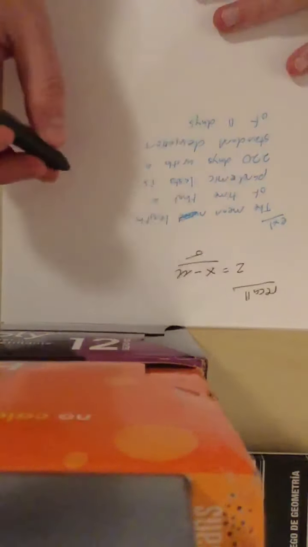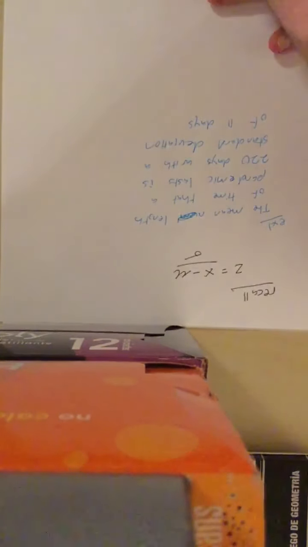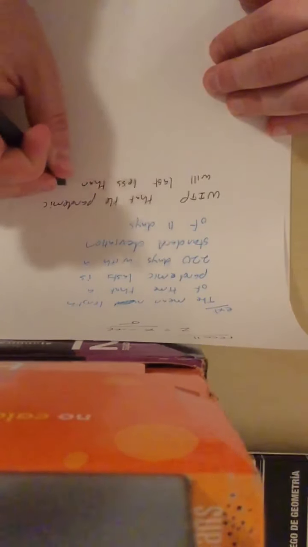So, what I'm looking for here is, oh, I didn't actually ask the question. So the question is going to be, what is the probability that the pandemic will last less than 215 days?